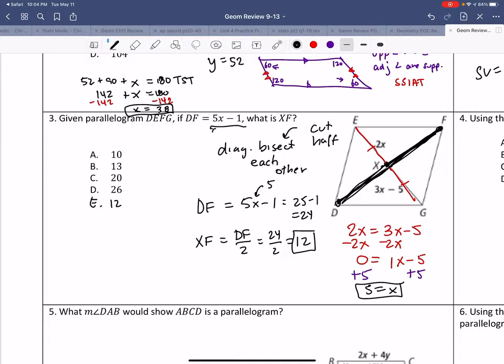5 times 5 is 25. Take away 1 is 24. Nope, I don't think I did. So I'm going to pick E, 12, and I think they got a typo.